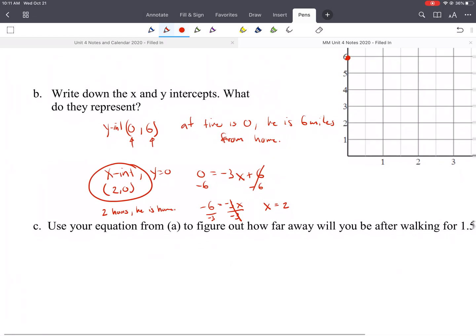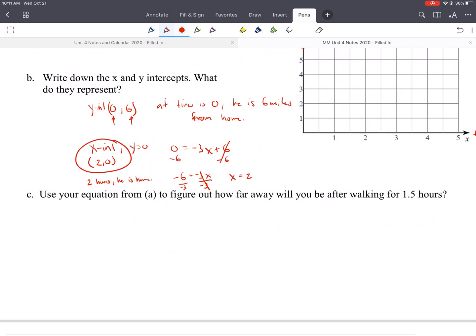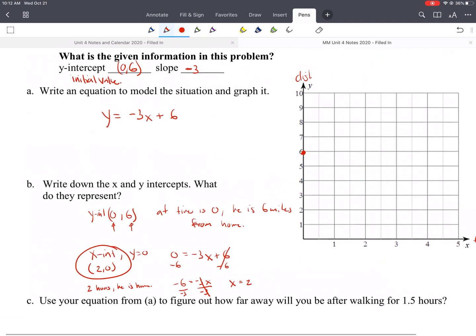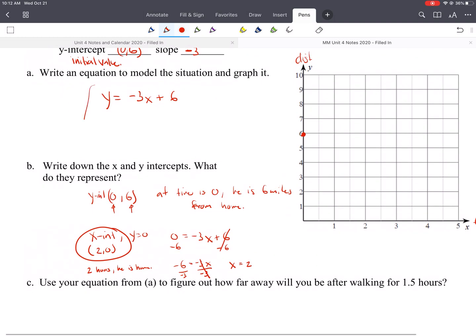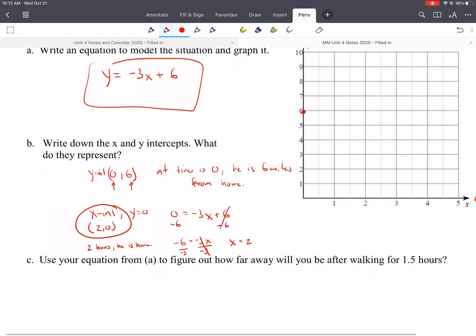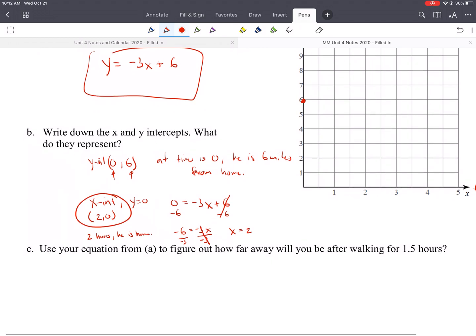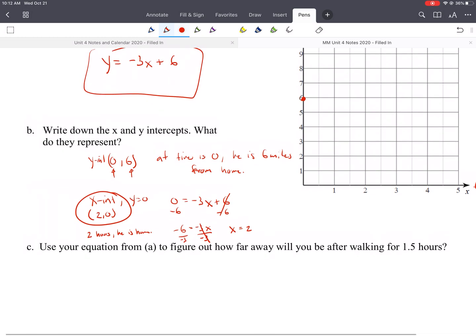All right, and then I'll always have some sort of problem that you would want to use your equation for. So use the equation from A that you came up with, to figure out how far away will you be after walking 1.5 hours. Okay, so we just evaluate that.